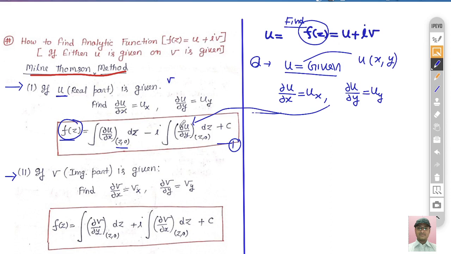Second, let's suppose in the exam it asks about f(z), and directly you have to find out f(z), then you can use this Milne-Thomson method, right?